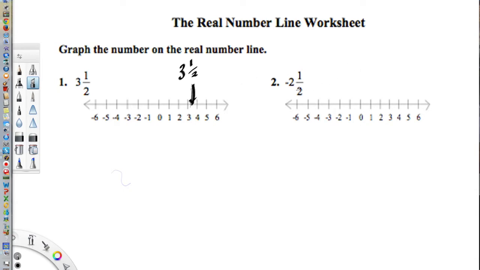And then I have a negative 2.5, so that means I would go 2 to the left of 0, and then another half, which again would place that right between two integers, negative 3 and negative 2, so negative 2.5 would fit right in there. You go 2 to the left, and then a half more unit, which would get me right between negative 2 and negative 3.